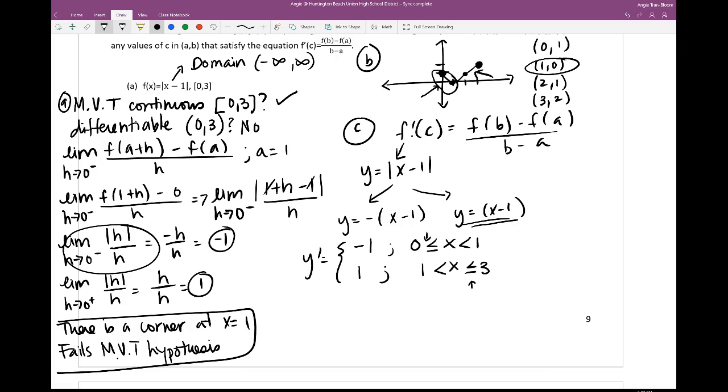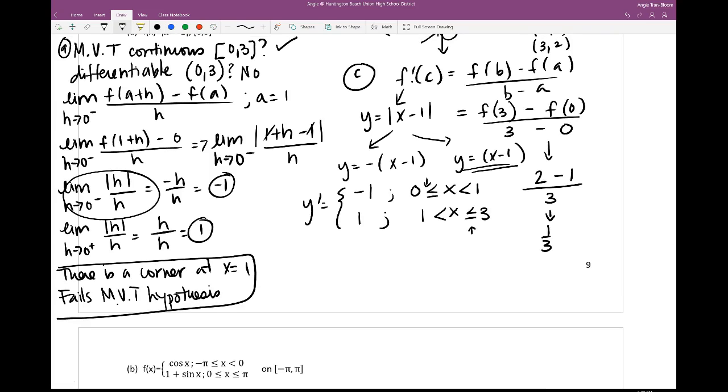Let's do this side. So this side right here, f of b is f of 3 minus f of a, which was f of 0, all over 3 minus 0. And keep on going. As you can see, f of 3 is 3 minus 1, which is 2. So that is going to be 2 minus f of 0, which is 1, all over 3. And let's simplify that some more. If I were to simplify that, I now will have 1/3. So what's going on, right?